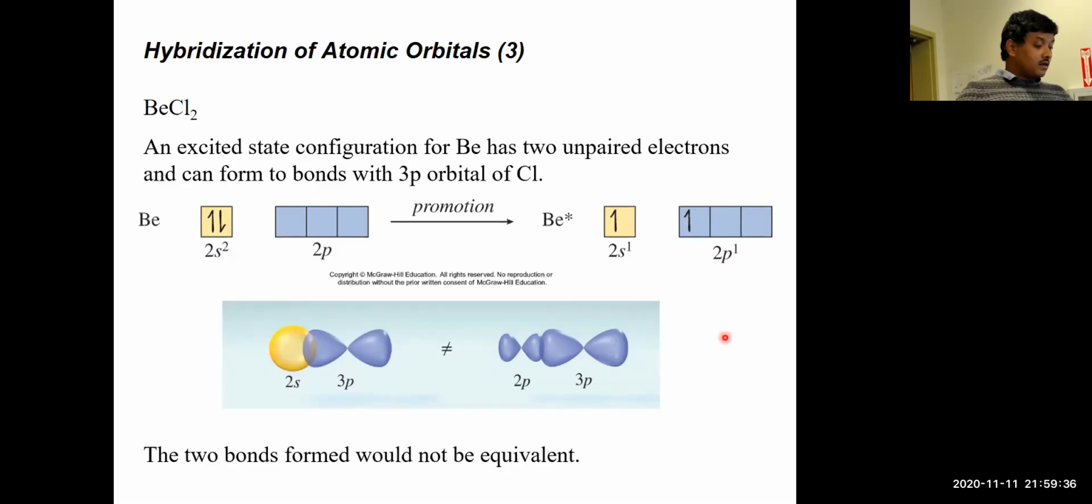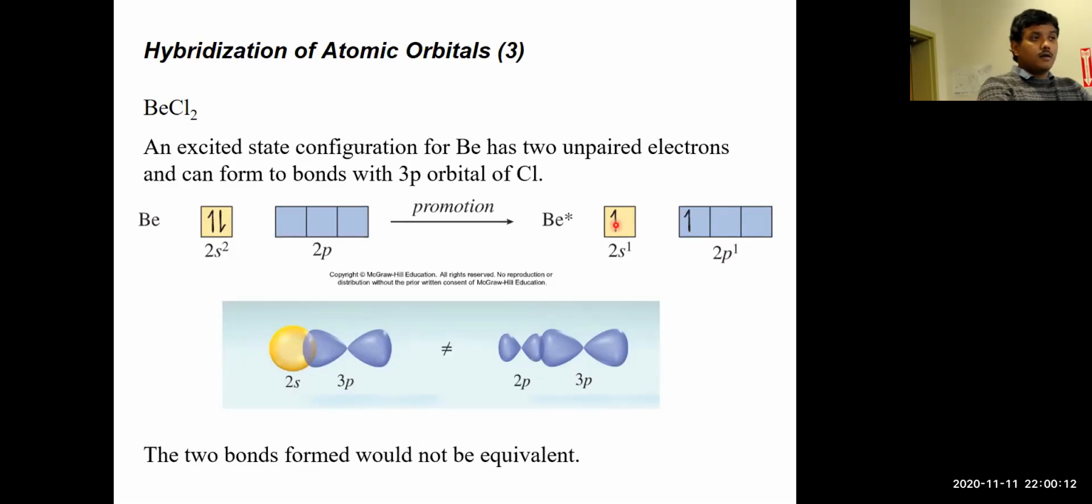If it does, one chlorine atom should not be the same as another chlorine atom, because one beryllium electron is from 2s and one beryllium electron is from 2p, which means the bond made by one chlorine atom should be different from the bond made by another chlorine atom. But what we know is both of the chlorine atoms have the same bond length, similar bonds. There is no difference between them.